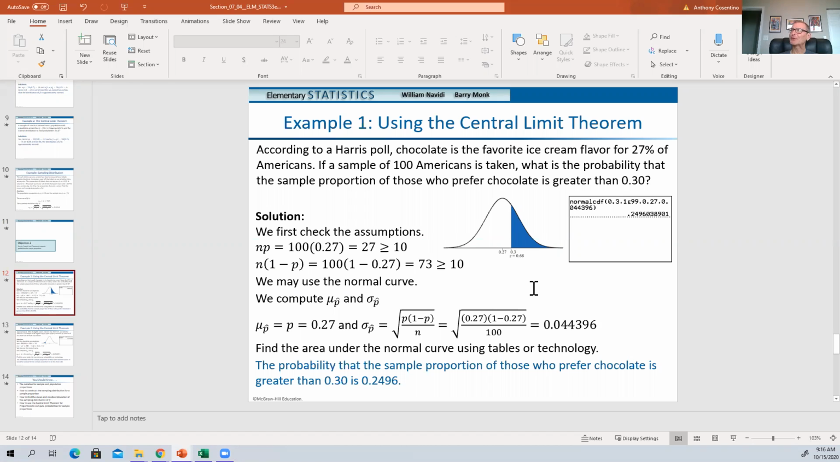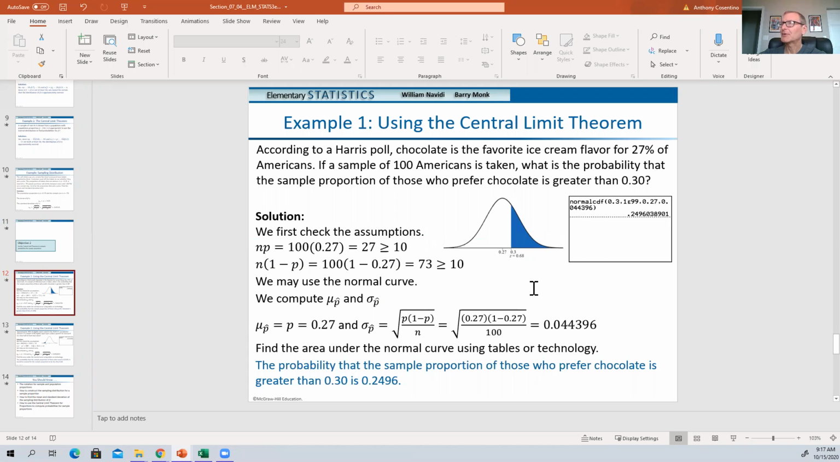It says, according to a Harris poll, chocolate is the favorite ice cream flavor of 27% of Americans. If a sample of 100 Americans is taken, what is the probability that the sample proportion, again, if you think about that proportion being the mean, of those who prefer chocolate is greater than 30%?